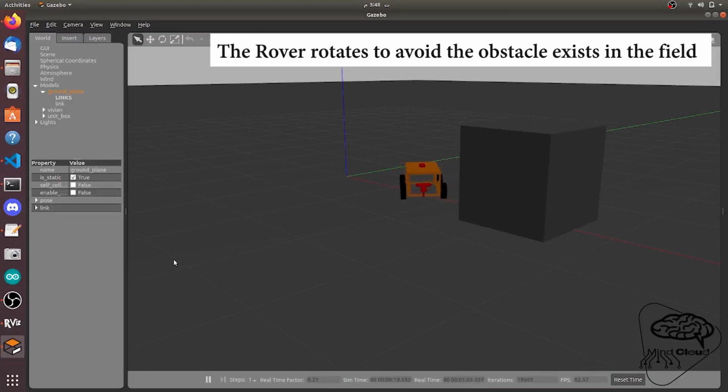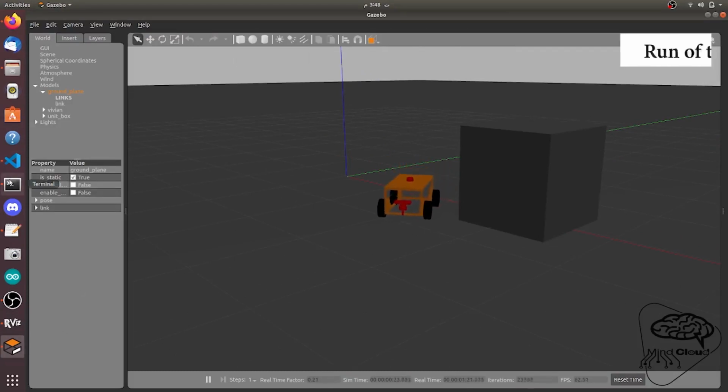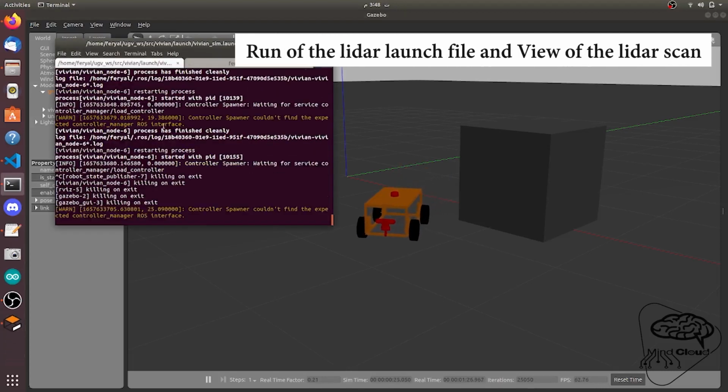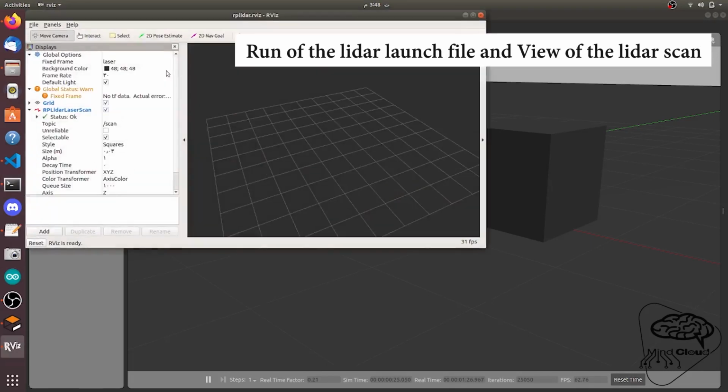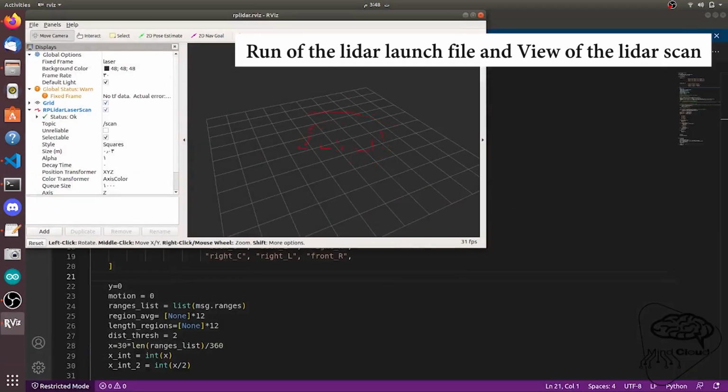We divide this data into regions. The front region is our goal. It shouldn't have any obstacle. If it has, the rover should rotate right or left to avoid it. Now the rover can autonomously choose the best path to reach its goal without hitting any obstacle.